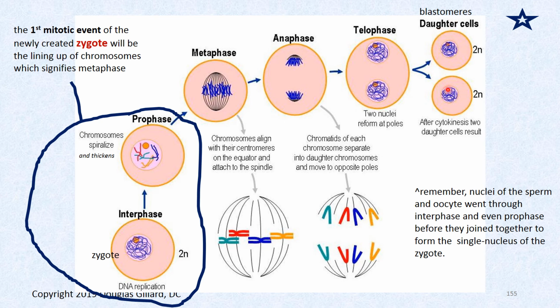In embryology, we don't call them daughter cells. We call them blastomeres. They're still daughter cells. I don't know why they do that, but they're called blastomeres. So great. Now each of these is going to go through the cell cycle again, and we're going to have 4 over here. Then each of those is going to divide, and we're going to have 16. They'll go through mitosis again and again and again.